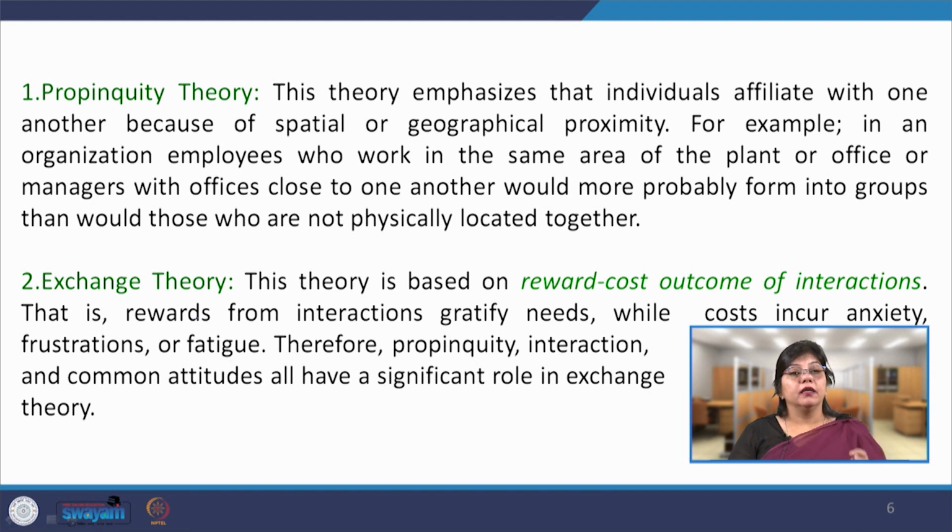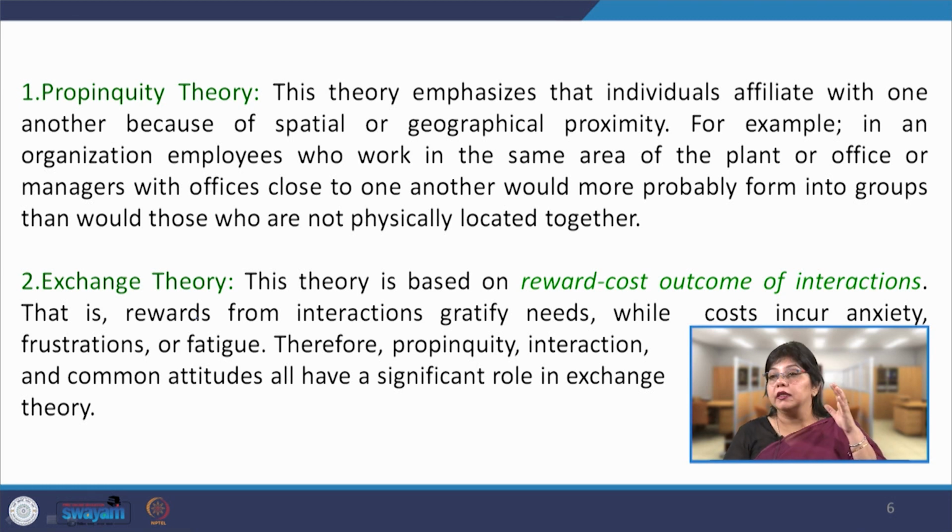When we are sharing, we are also getting something in return in the form of response and feedback, which is a reward of the interaction between 2 people. Now, if that interaction is not fruitful or has not taken place, then it can lead to incurring a cost in terms of anxiety, frustration or fatigue. Because there is no sharing and no release of emotions and feelings, people find difficulty adjusting to that environment.